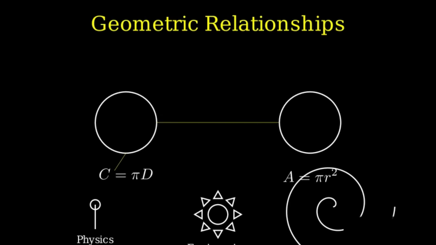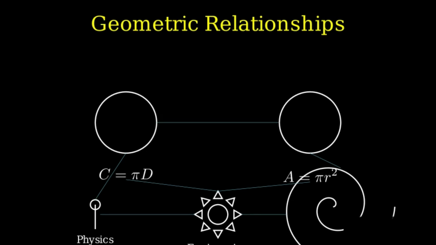What's remarkable is that all these diverse applications, geometric formulas, physical laws, engineering principles, and natural patterns are connected by this single mathematical constant, pi, approximately equal to 3.14159. This shows how mathematics isn't just abstract theory, but a language that describes our universe.